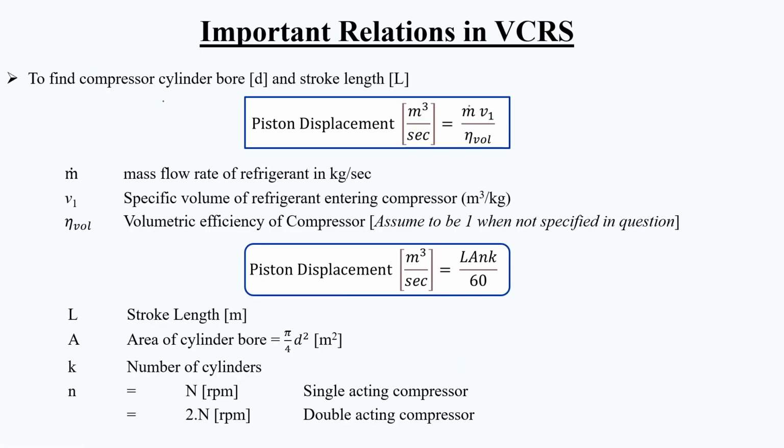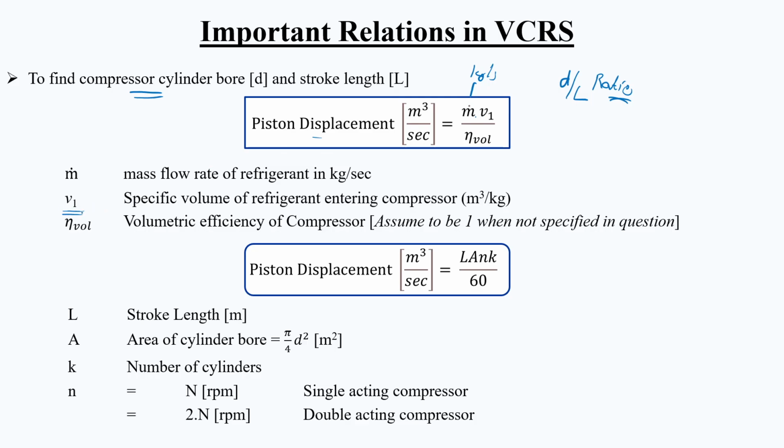Then another question will be regarding how to find the bore and stroke of the cylinder. Usually for the compressor cylinder, the bore to stroke ratio, that is the D by L ratio, will be given for simplifying our formula. And for that, we need to find the piston displacement volume in cubic meter per second. That is actually given by the mass flow rate of the refrigerant in kilogram per second times the specific volume of the refrigerant at state 1.